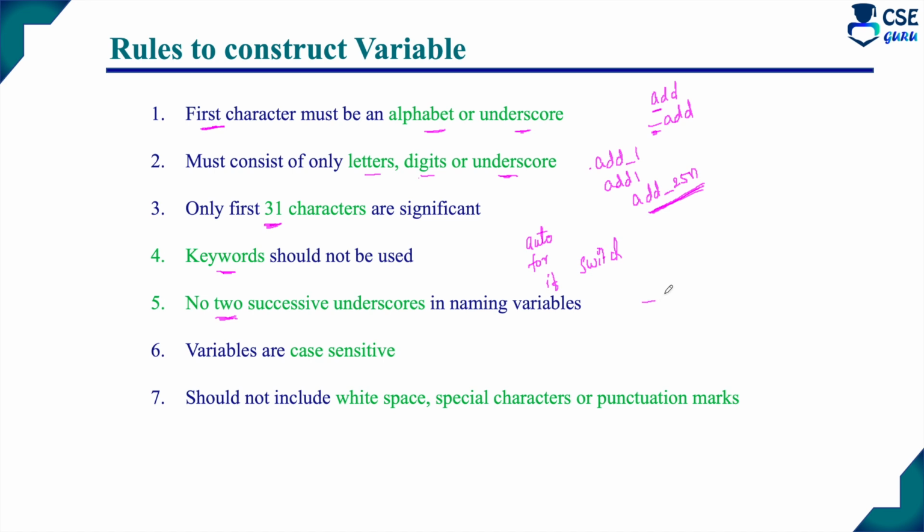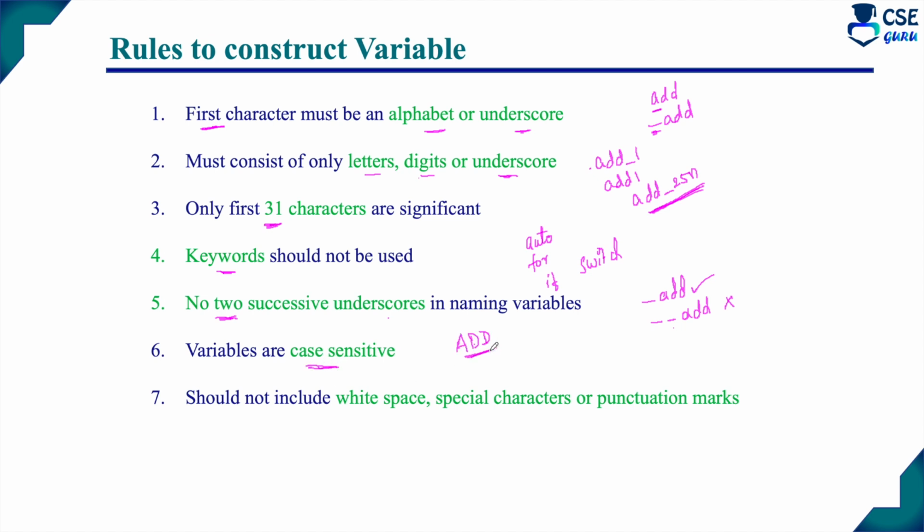For example, underscore add is valid. Double underscore add, if you are giving it, in the sense it is invalid. Double underscore you should not use. No two successive underscores should be used in naming a variable. And variables are case sensitive.